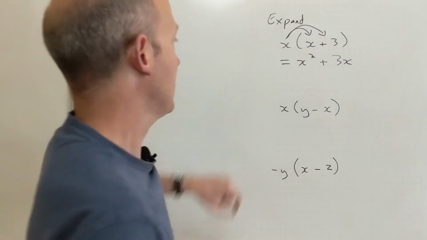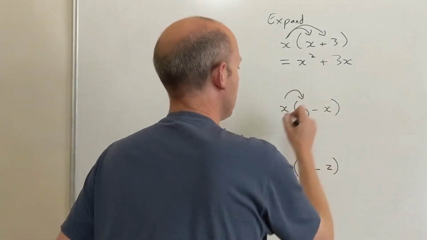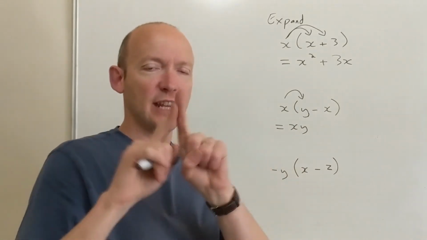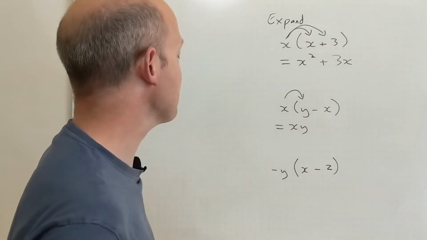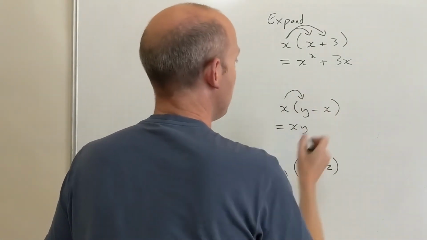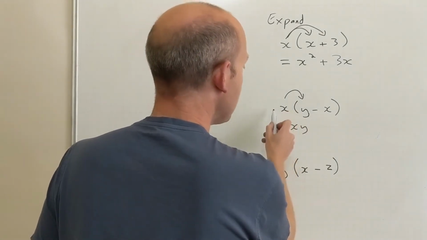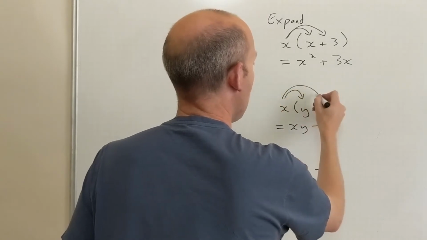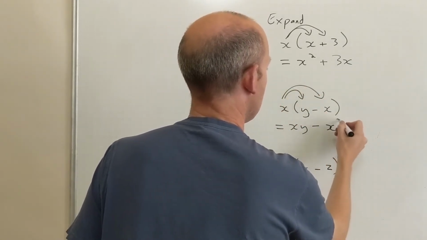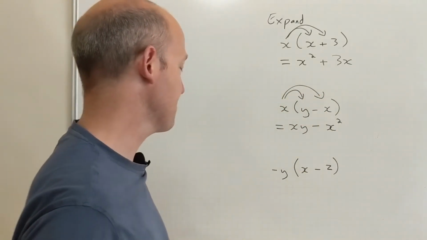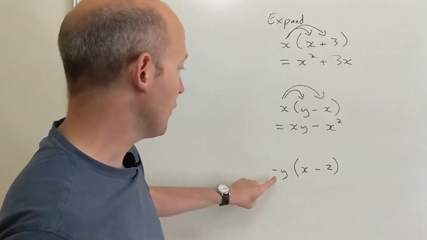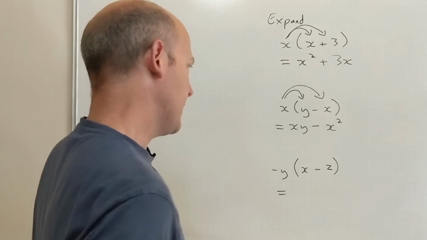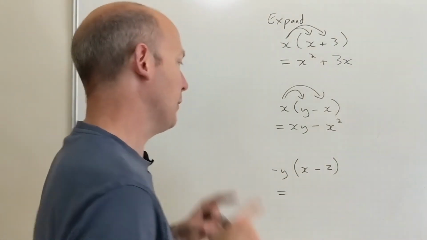Next one here, we're going x times y. Well, that's just xy. Nothing much we can do, just stick the x and the y physically next to each other. We've got an x times a minus x. Well, it's a positive here times a negative, so that's negative, and x times x is x squared. Finally here, we've got minus y times x. Okay, so we've got a minus times a plus. Well, that's a minus.